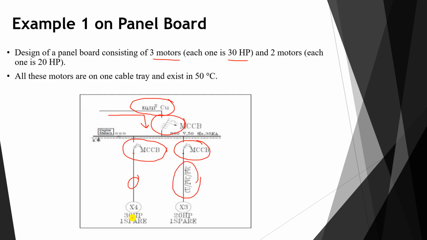So we have 30 horsepower motors. We have three motors, and one spare, giving us a total of four motors. So in reality we have three motors but one spare giving us a total of four. And for the 20 horsepower we have two motors and one spare, so we will have three motors in total. Okay, so in our system here, how many motors are connected? For the 30 horsepower we have only three connected. For the 20 horsepower we only have two connected. Neglect the spare.